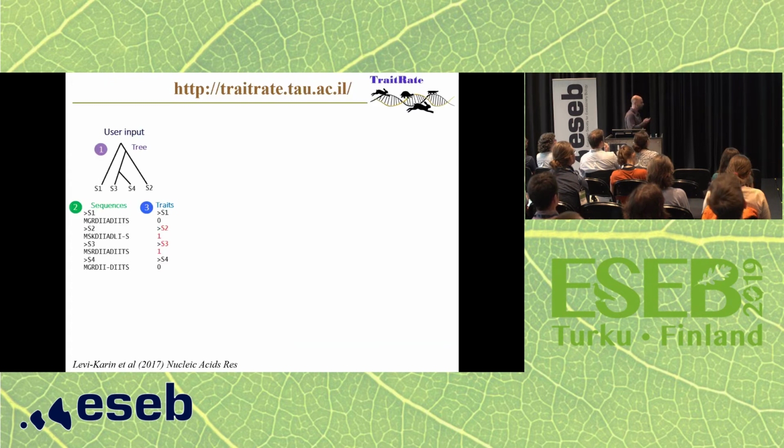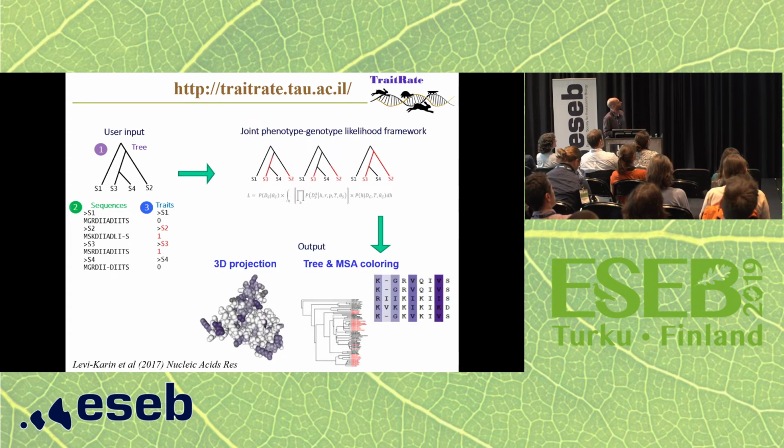Okay. So just to sum up this method, we have it available as a web server where users can just upload their sequence data, their trait data, and the species phylogeny. And then we do all the calculations. If we have a three-dimensional structure, we project the rates on the three-dimensional structure or on the linear structure. And so I hope it's quite easy to use.